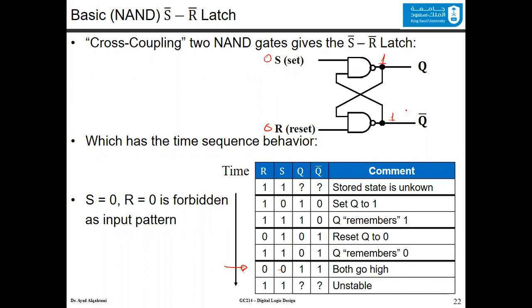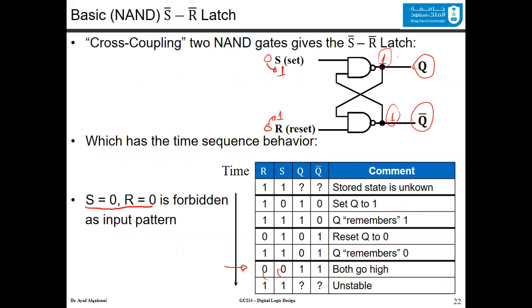Both of them will have a high value, but by definition, we want this one to be Q, and this one to be Q bar. And because of this definition, we will forbid the usage of S equal to 0 and R equal to 0 as an input vector. The reason it's forbidden: if after that you change the 0 to 1 and this 0 to 1, you will have unpredicted behavior, because this one will go here, this one will go here, and you're not sure which one will change to 0 first.